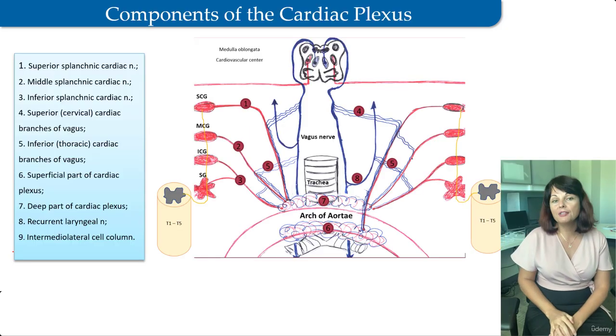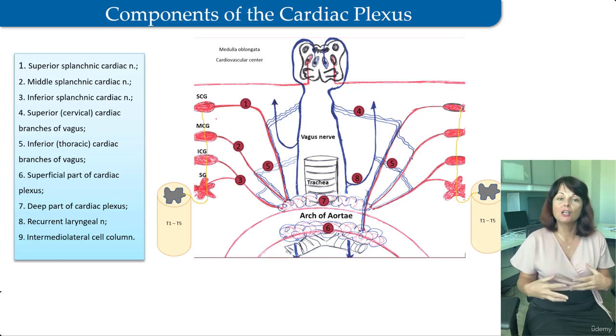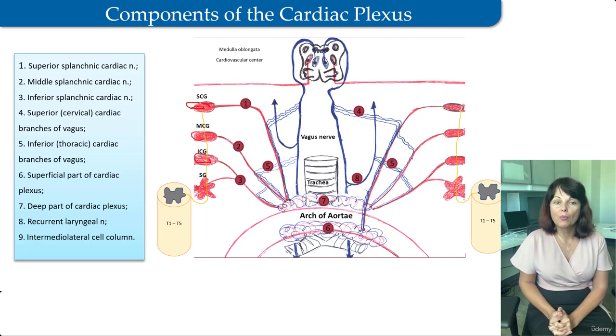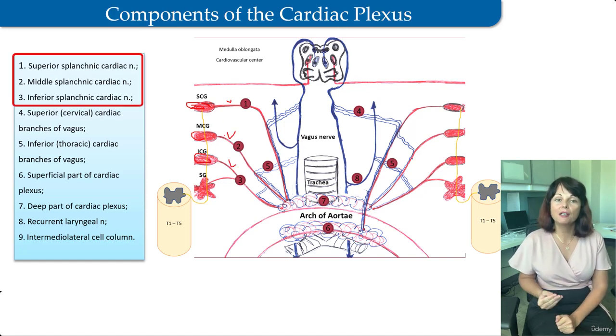Well, we have several sympathetic and parasympathetic cardiac nerves, which regulate the conduction system of the heart. The sympathetic splanchnic cardiac nerves are the postganglionic branches of the superior, middle, and inferior cervical sympathetic ganglia. Respectively, we have three splanchnic cardiac nerves on each side: the superior, middle, and inferior one.